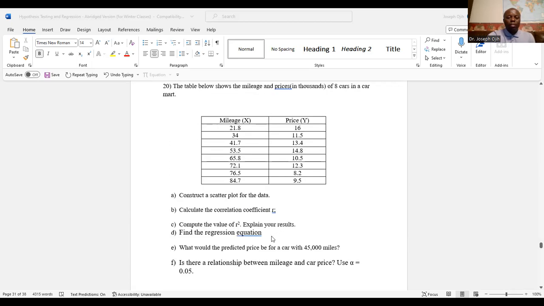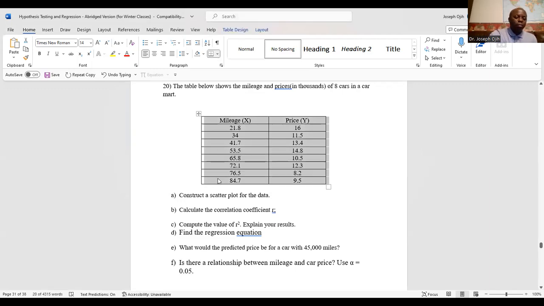So let us begin this. Of course, the first thing we do is to put our data set in Excel. You can do that here. You copy this and then paste it in Excel.